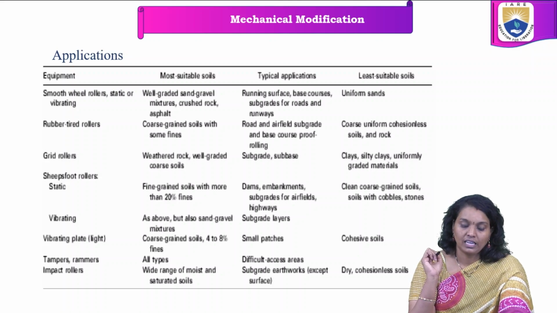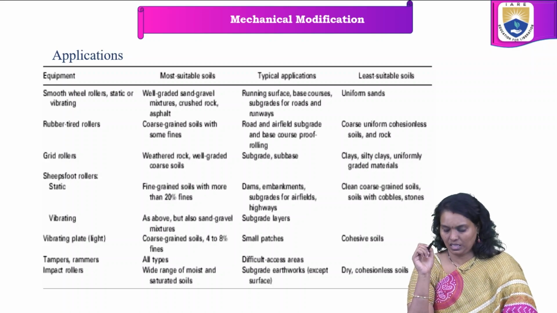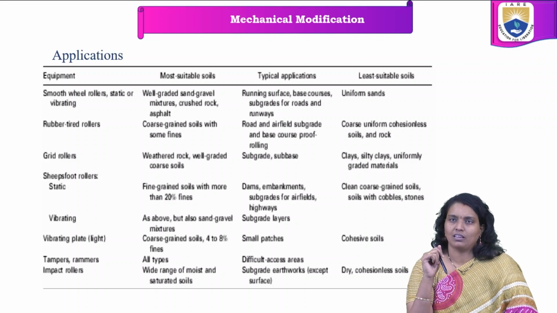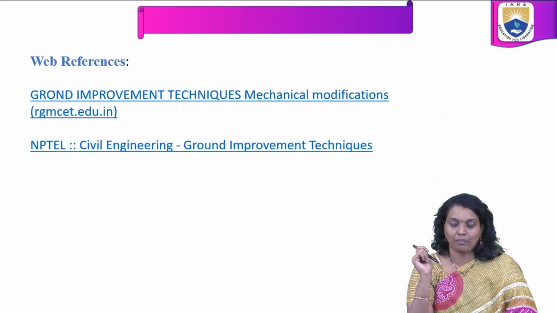The next one is tampers, rammers and impact rollers. They are suitable for all types, a wide range of moist and saturated soils, difficult areas, subgrade, and earthquake applications, except surface. Dry and cohesionless soils are the least suitable. These are some of the applications which we observed for this equipment. This is the most suitable, and these are the various applications for which we use it, as well as the least suitable soils.